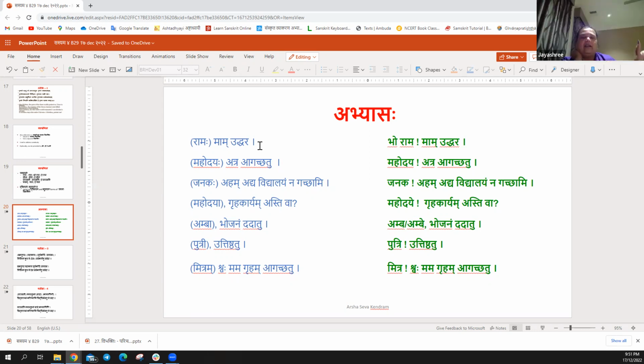Ramaha is the word. Mam uddhara. So what is the Sambodhana for Ramaha? Rama. Mam uddhara. Or Bho Rama, or He Rama. So there's no visarga. It's only Rama. Okay.